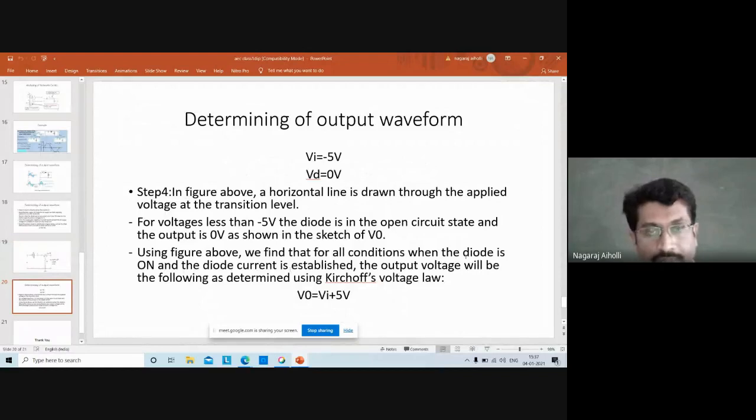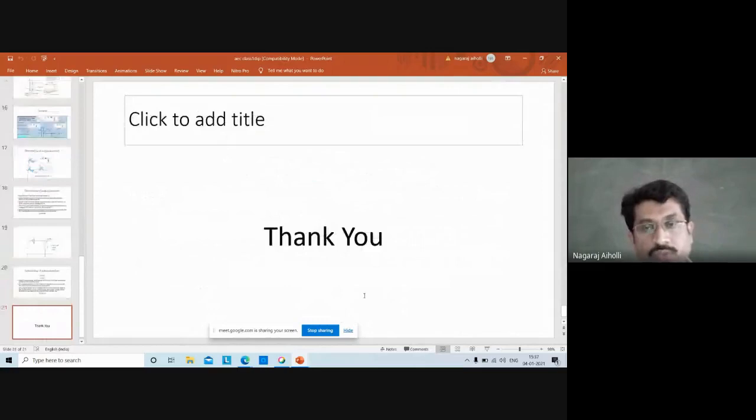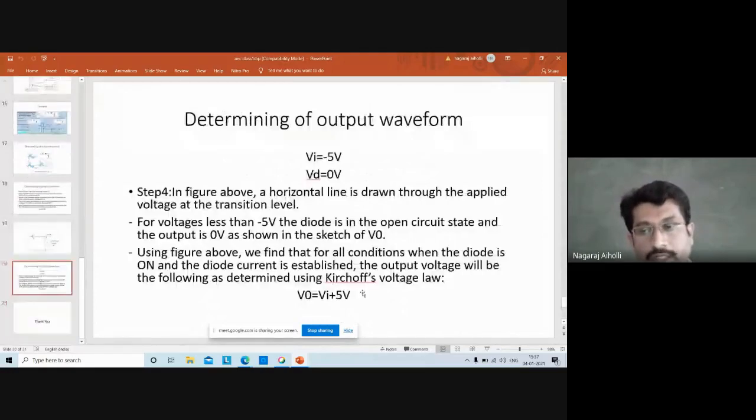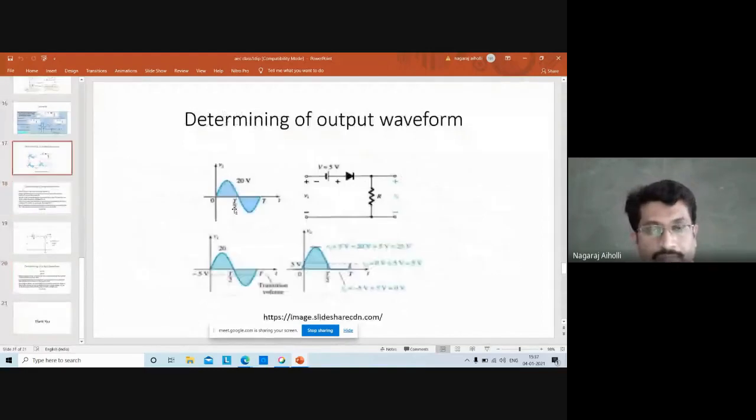For all the conditions when the diode is on, diode current is established. We are finding the output voltage using KVL. That is, V0 is equal to VI plus 5 volts. So this is how we have to solve this particular example. Even the sine waveform is 20 volts, that is 40 volts peak to peak, 20 volts is the positive peak, minus 20 volts is the negative peak, right? And given the circuit, we have to analyze in this way.